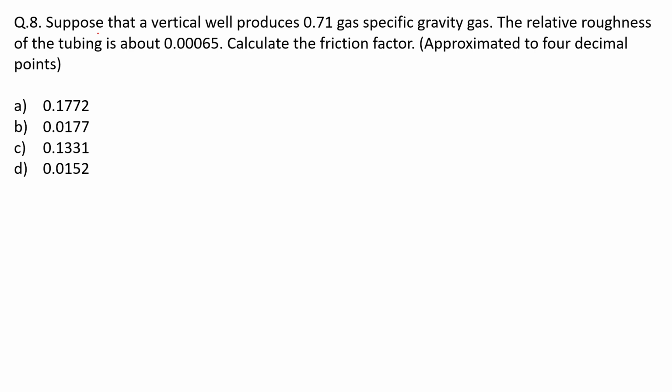The next question is, suppose that a vertical well produces gas of 0.71 specific gravity. The relative roughness of the tubing is about 0.00065. Calculate the friction factor approximated to 4 decimal points. Options are A 0.1772, option B 0.0177, option C 0.1331 and option D 0.0152. So here the gamma value is given to us, that is 0.71, and the relative roughness of the tube is given. From that we have to find the friction factor.